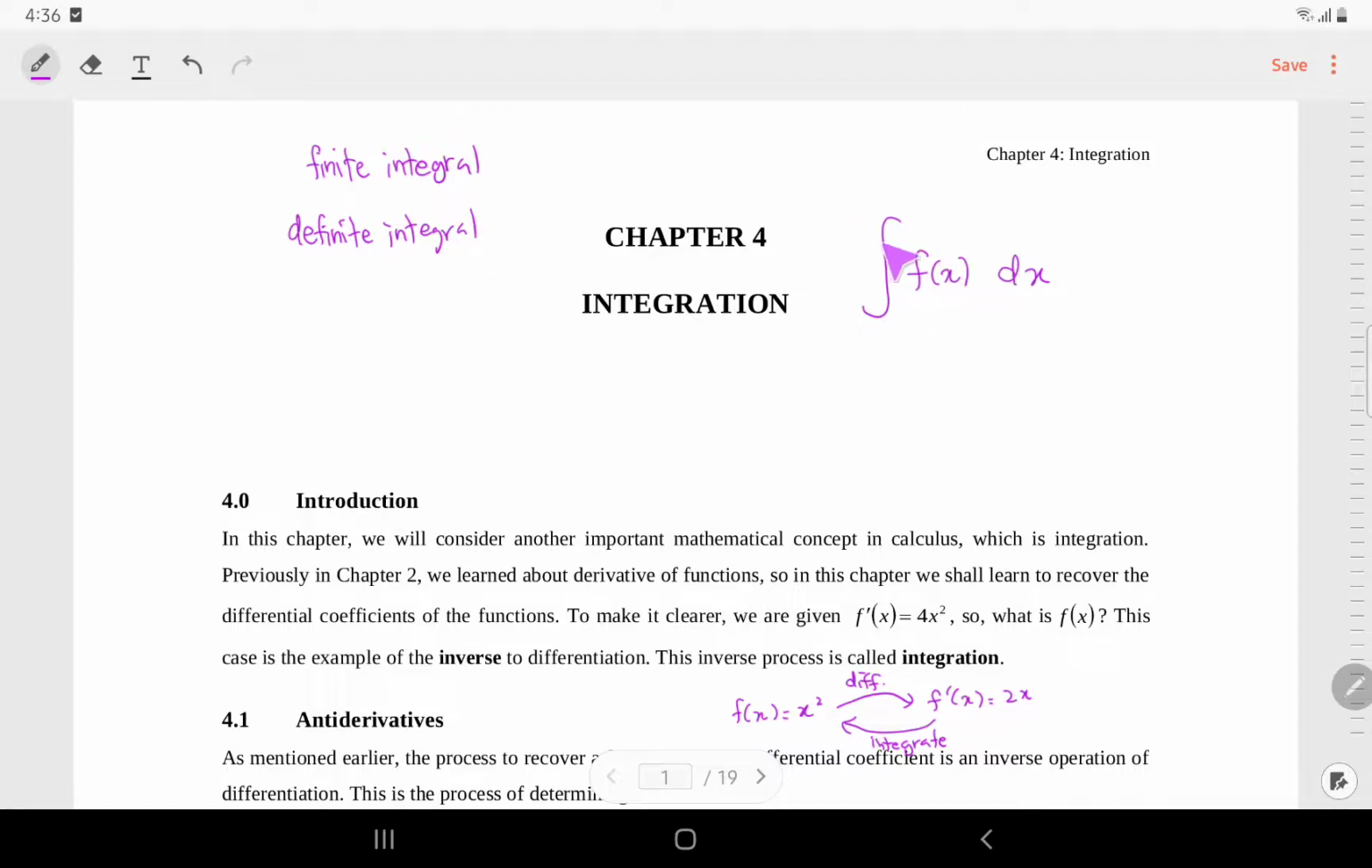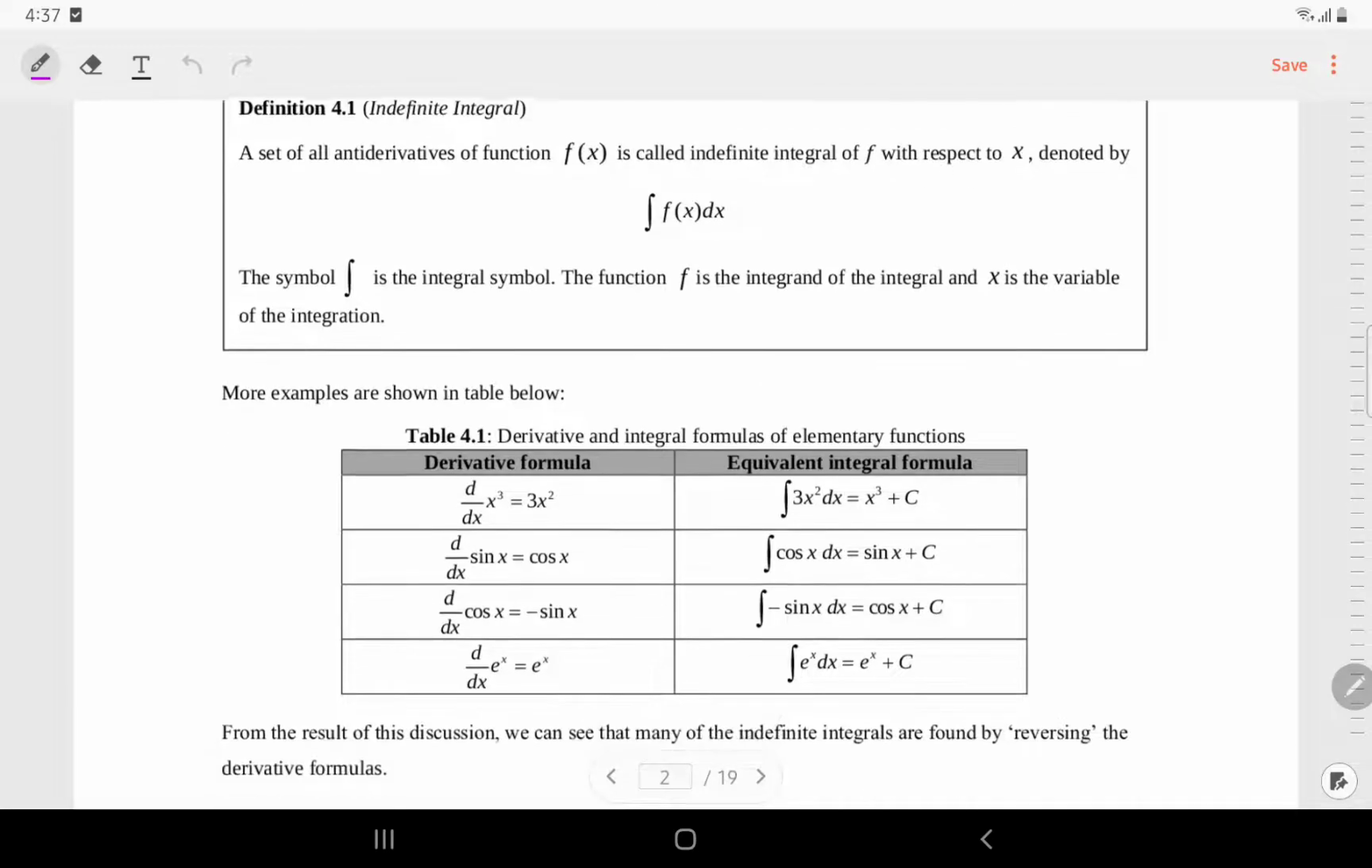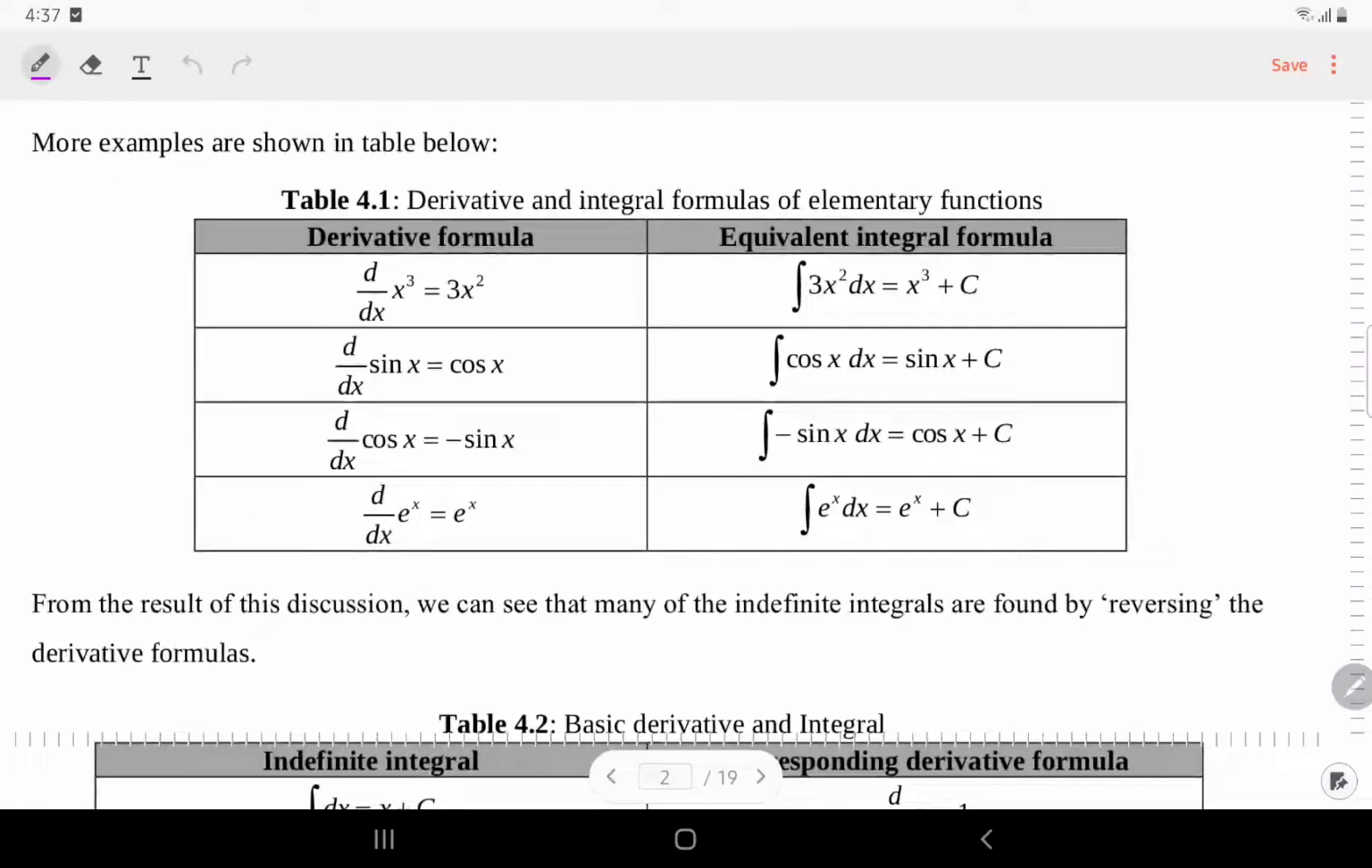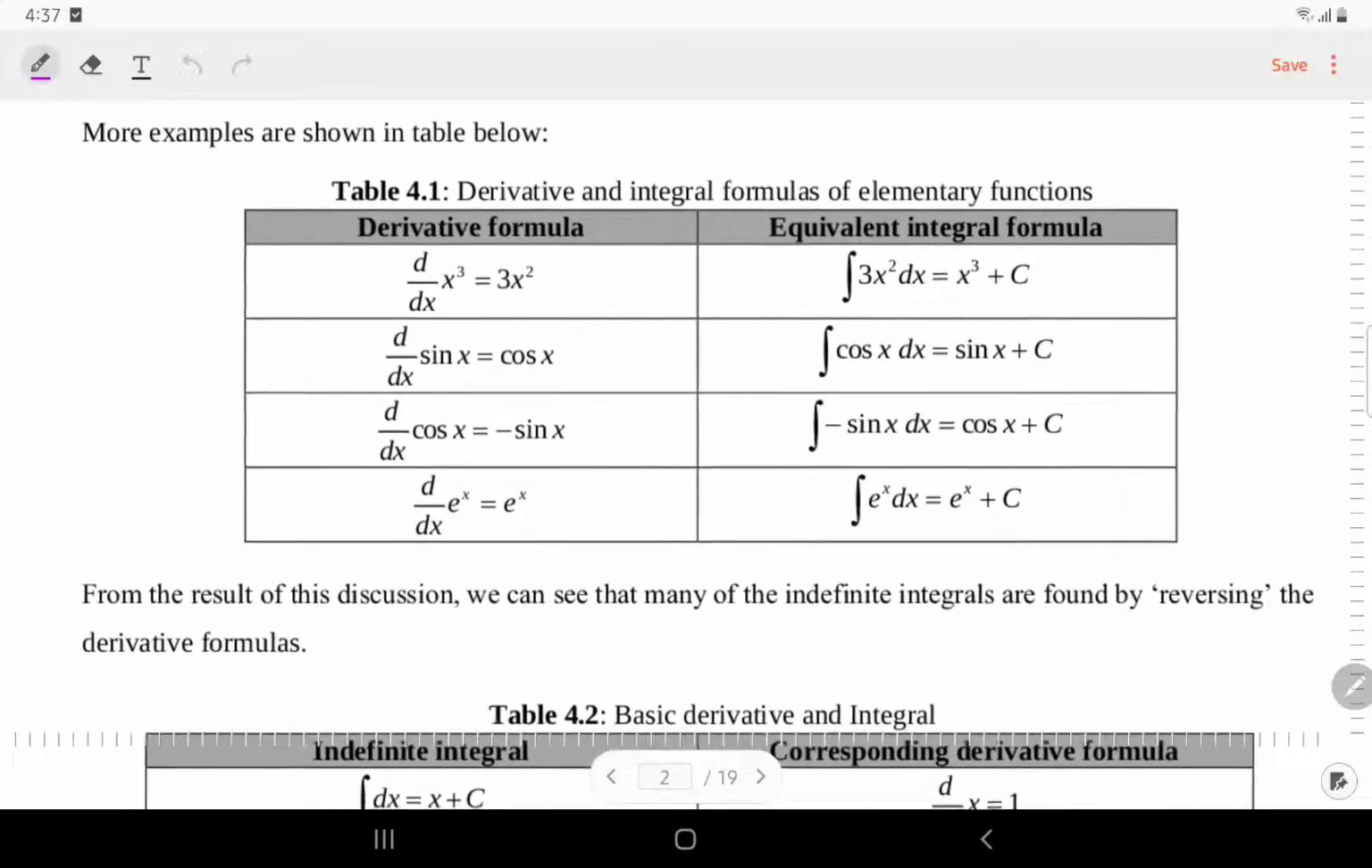Ini adalah simbol integral. Kalau indefinite integral, kita tak ada limit dekat sini, nombor sini. Kalau untuk definite integral, we have limit here. Let's say from -2 until 5. Dia ada limit dekat sini. So itu definite integral. Kalau yang tak ada, indefinite integral. So itu dua jenis integral yang kita akan cover dekat dalam chapter ni. So this is the basic concept for integration.